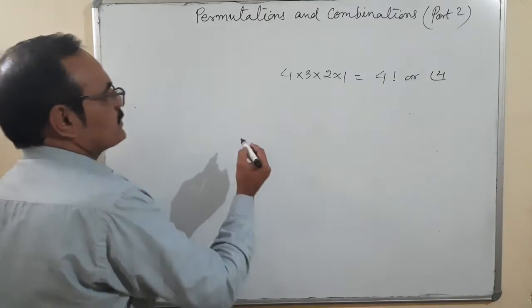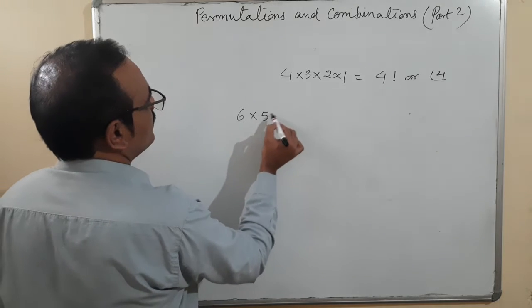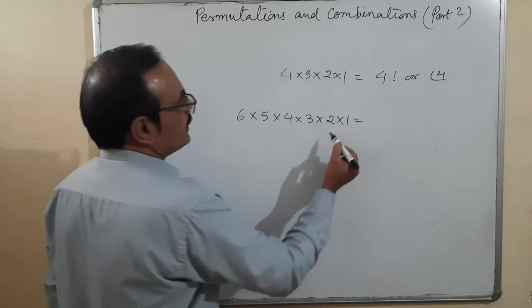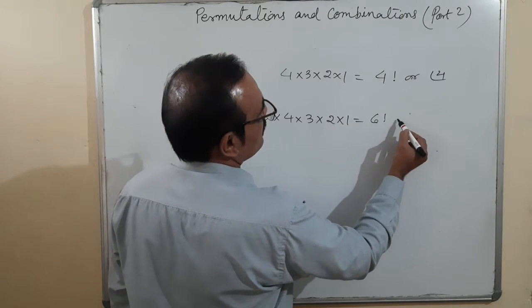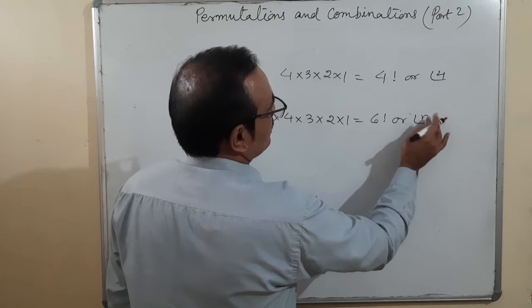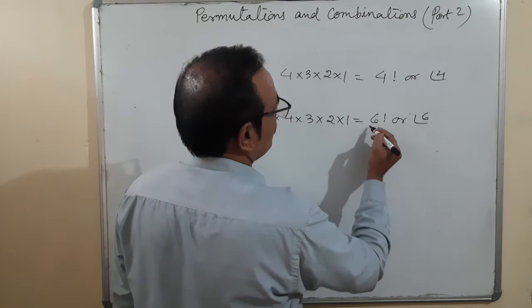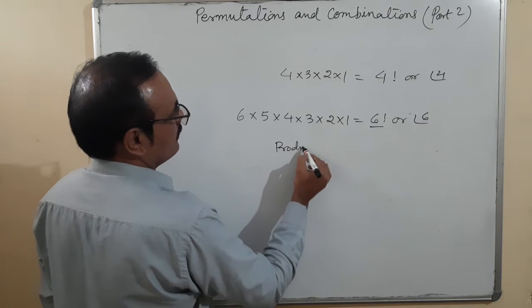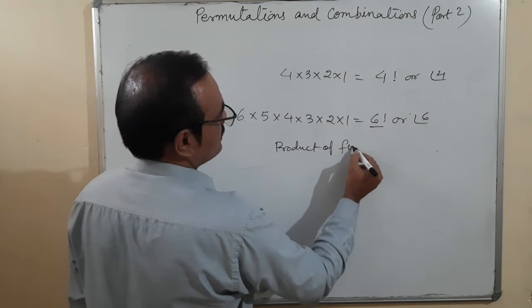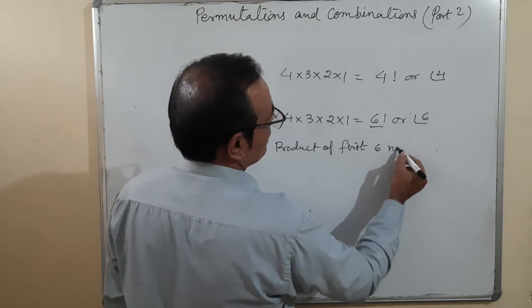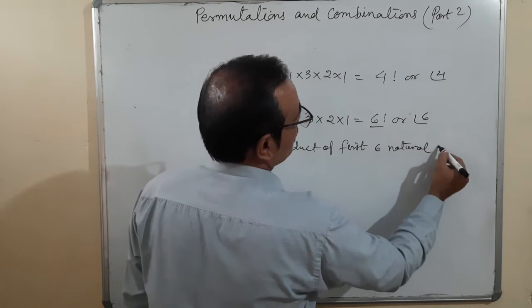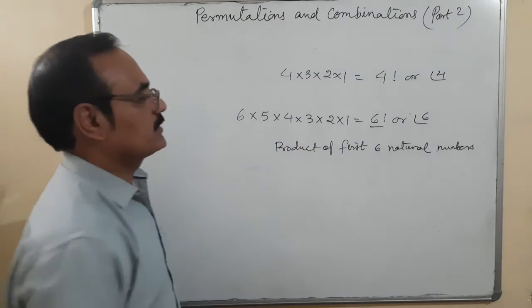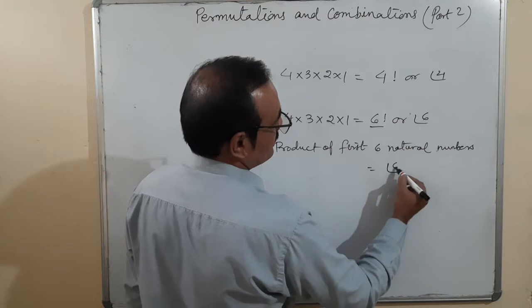Suppose 6 into 5 into 4 into 3 into 2 into 1. What can be expressed in the form of 6 factorial or factorial 6? What can we write here? The product of first 6 natural numbers is equal to factorial 6.